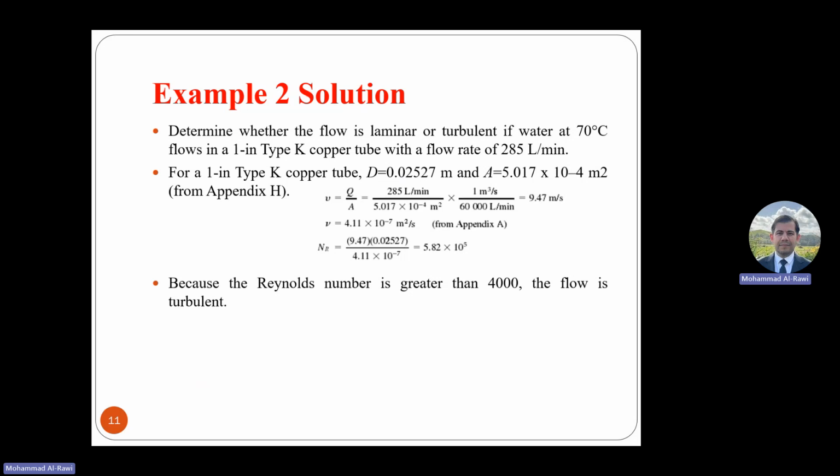We're not using dynamic viscosity. So you get the diameter multiplied by the velocity, 9.47, the diameter we just get from the appendix, divided by kinematic viscosity, which is from Appendix A. And therefore you find the Reynolds number, it's 5.82 times 10 to the power 5, which is bigger than 4000. Therefore the flow regime is assumed turbulent in this scenario.